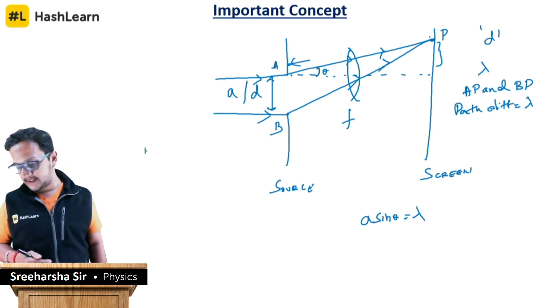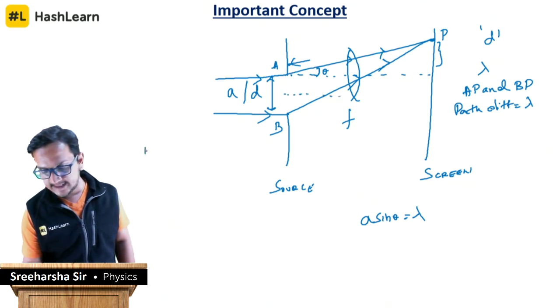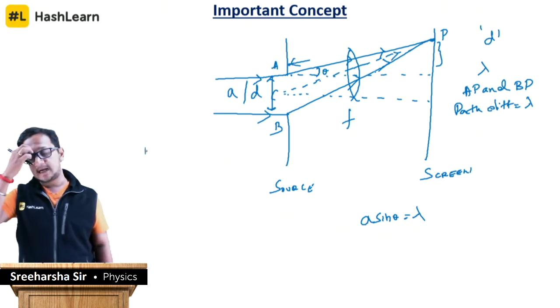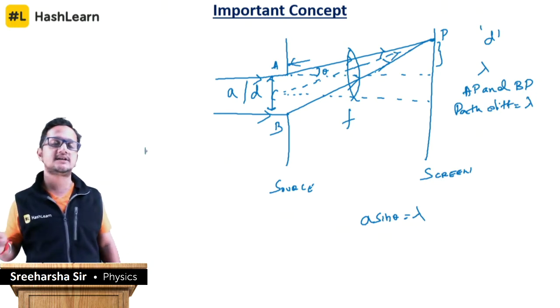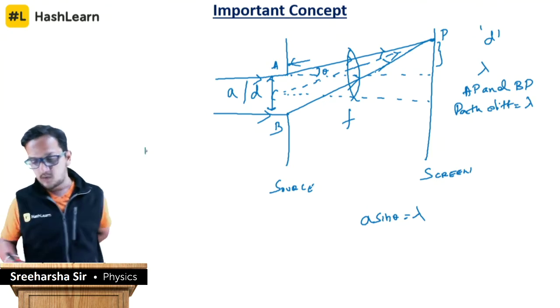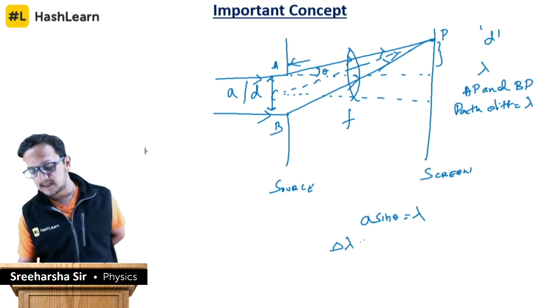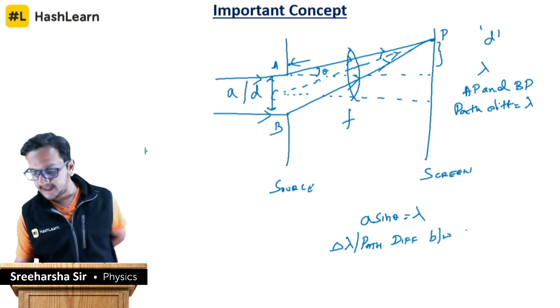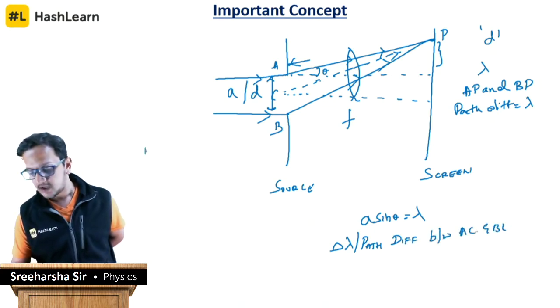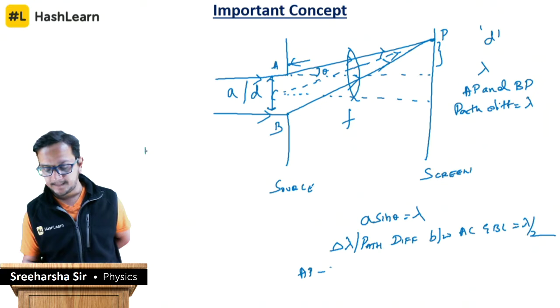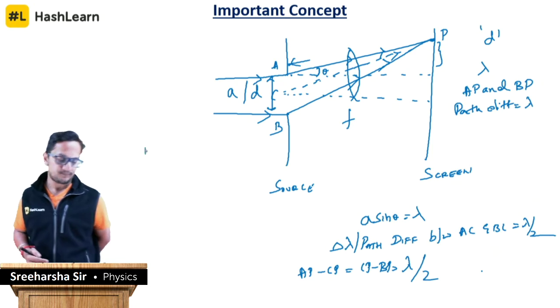Now what we will do over here is consider a point C in between. This is the first thing about this, students: this is empirical, which doesn't have any proof. This happens like this, so we take the condition like that. Now the path difference between AC and BC is equal to lambda by 2, which means AP minus CP is equal to CP minus BP, which is equal to lambda by 2.